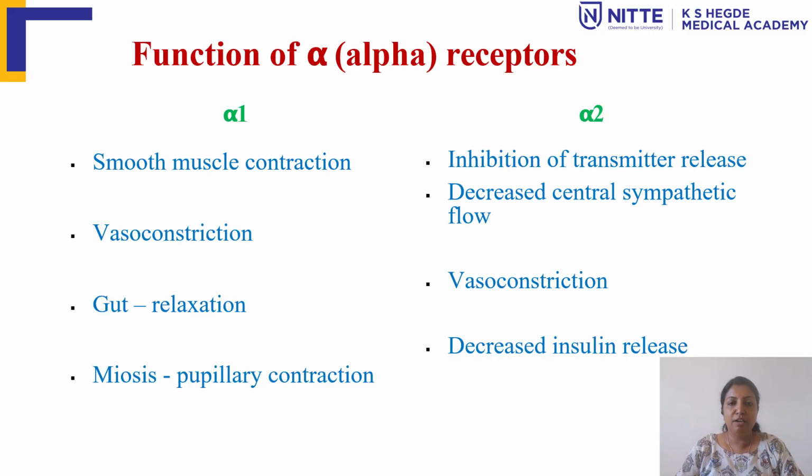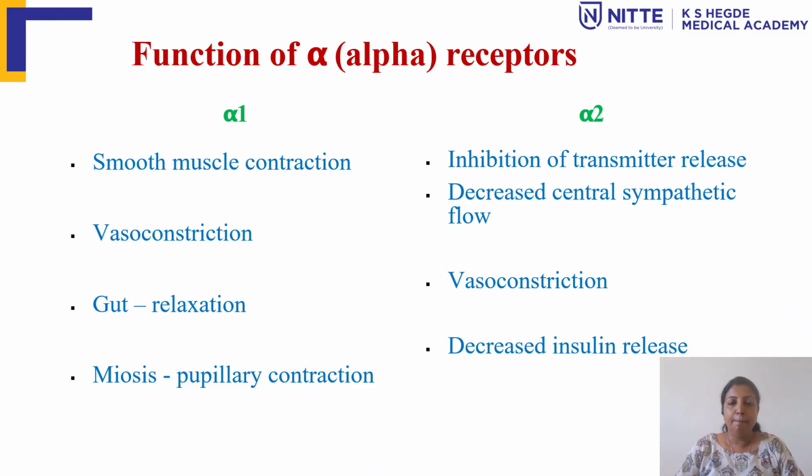Before we go into the alpha blockers, you need to know about the function of alpha receptors. Let's just brush through the function of alpha receptors, which you studied previously. As you know, alpha receptors are of two types, alpha 1 and alpha 2. Alpha 1 usually mediates the contraction of the smooth muscle. There is vasoconstriction of the blood vessel, which can increase the blood pressure. In the GIT, it can produce intestinal relaxation. In the eyes, it will produce miosis, mainly by pupillary contraction of the radial muscles.